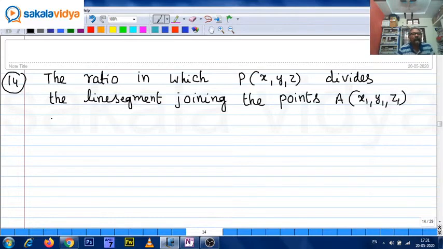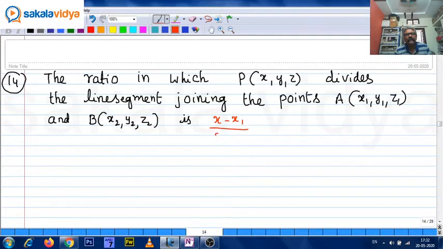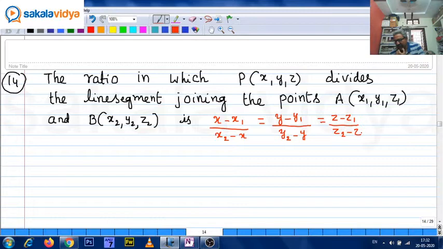A(x1, y1) and B(x2, y2) is, so you can remember like this: (x minus x1) by (x2 minus x) is equal to (y minus y1) by (y2 minus y), equal to (z minus z1) by (z2 minus z). In 3 ways you can find it out.